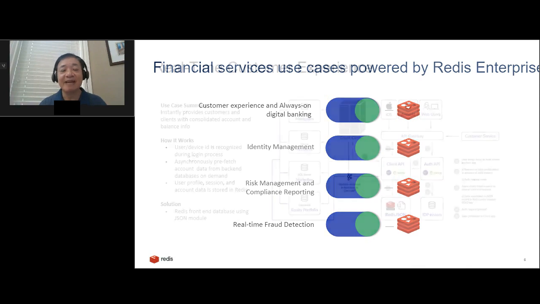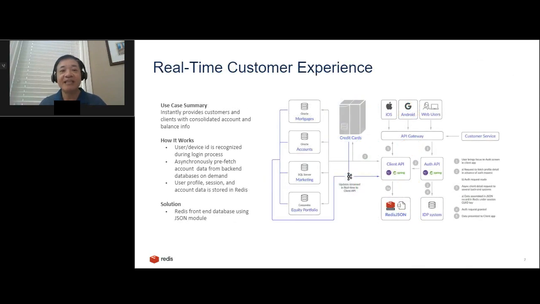So let me dive right in. Real-time customer experience. For a number of our financial institutions, specifically some of the leading banks in North America that are our customers, they use us to provide instant account information and balance information through the mobile app, or through the browser if you're going through your desktop.